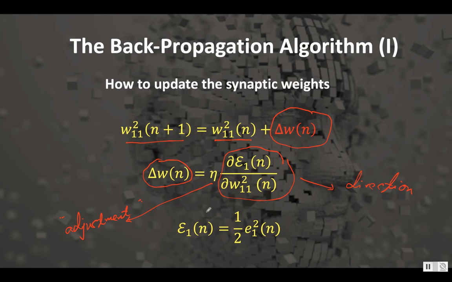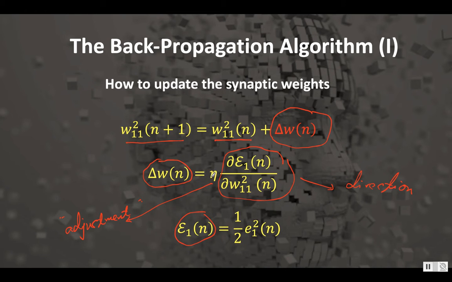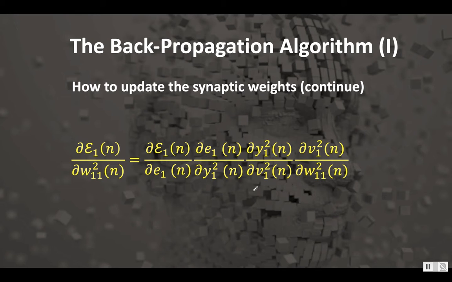And epsilon 1, this one is the cost function. We define it as 1 over 2 E1 square n. So this is the equation we are going to use to adjust the synaptic weight. Here, the eta is some constant value. We can determine this by our experience. We'll talk about this later. Another important factor is the derivative of the cost function with respect to W211. So equal to this guy.